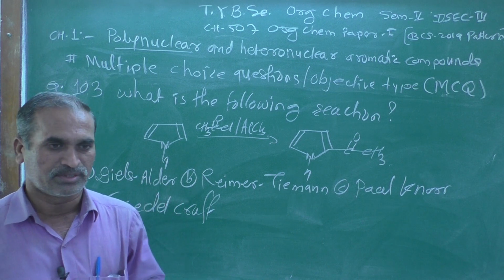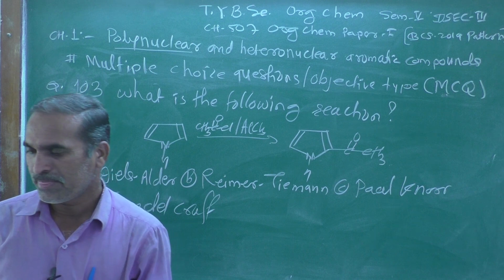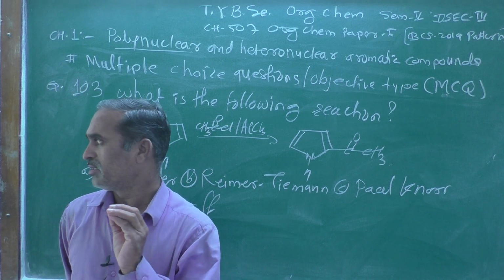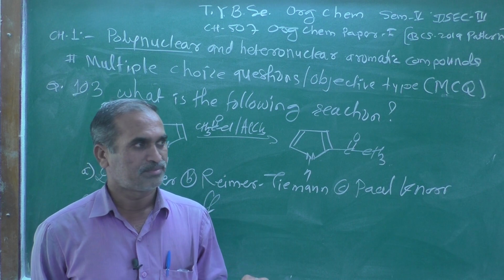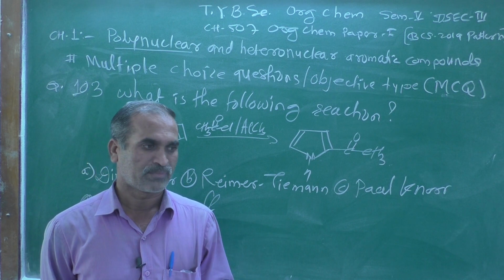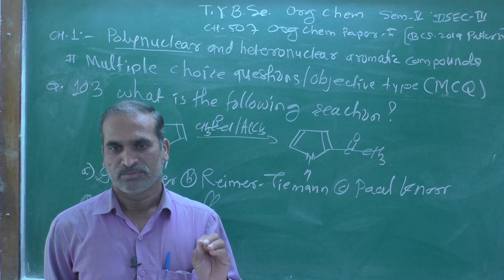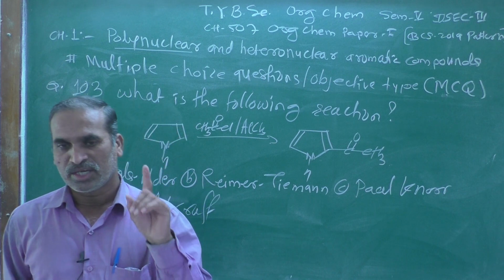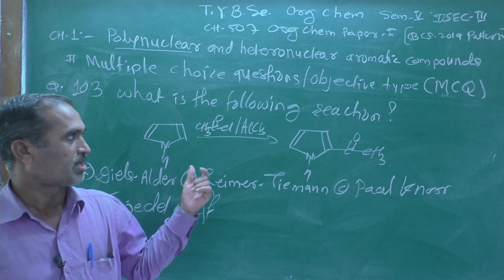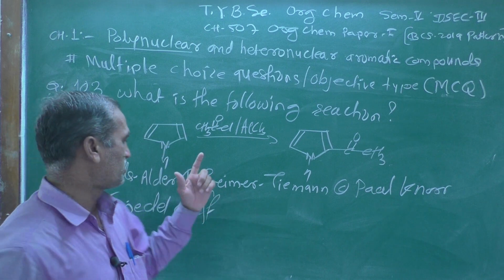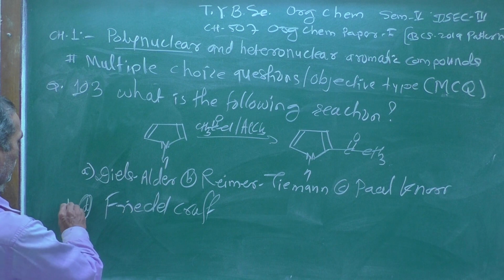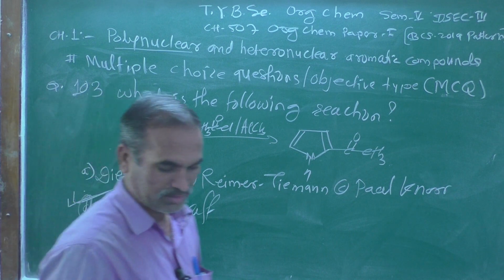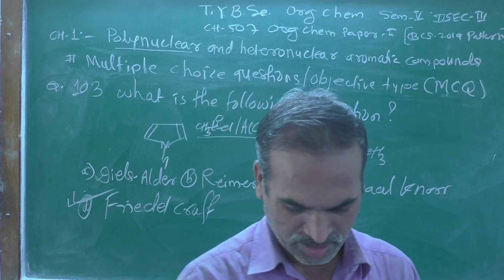Now the Friedel-Crafts reaction is one of the reactions commonly shown by aromatic compounds, where we can introduce an alkyl group or an acetyl group in presence of a catalyst such as aluminum chloride. So this is the Friedel-Crafts reaction. So D is the right answer, and this is the correct answer over here.